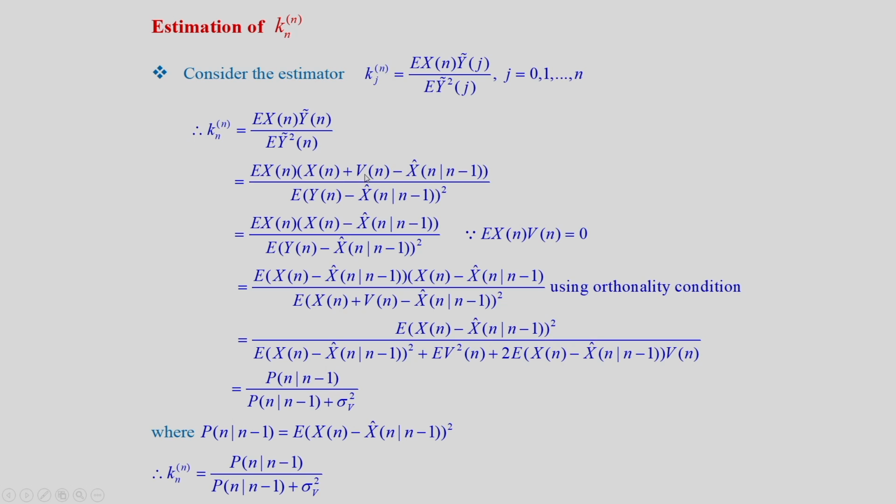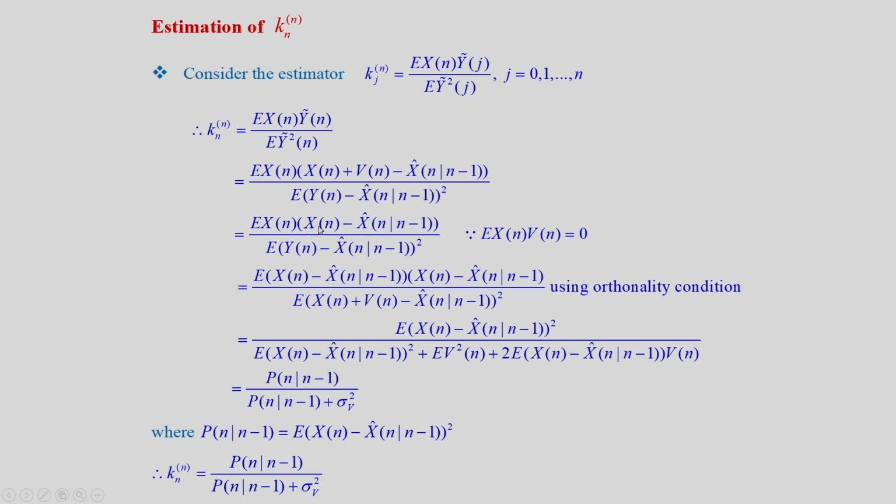This x_n and v_n are independent, so v_n will not be there. So, we can simply write this as E of x_n times (x_n minus x hat n given n minus 1). So, this is the relationship we get. Now, this is the expression for mean square prediction error, because we can write here x_n minus x hat n given n minus 1, and this part is orthogonal to this error part, therefore the result will be the same.